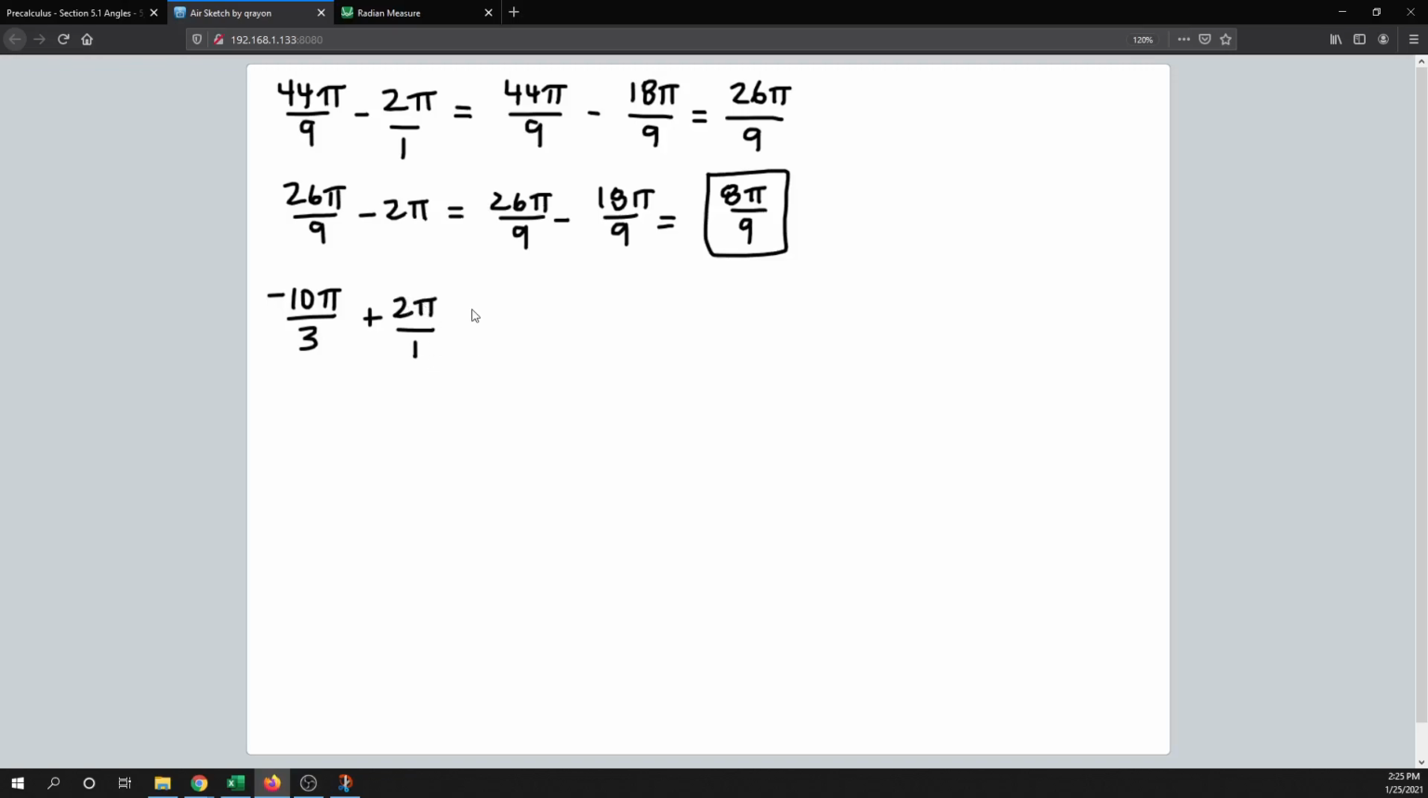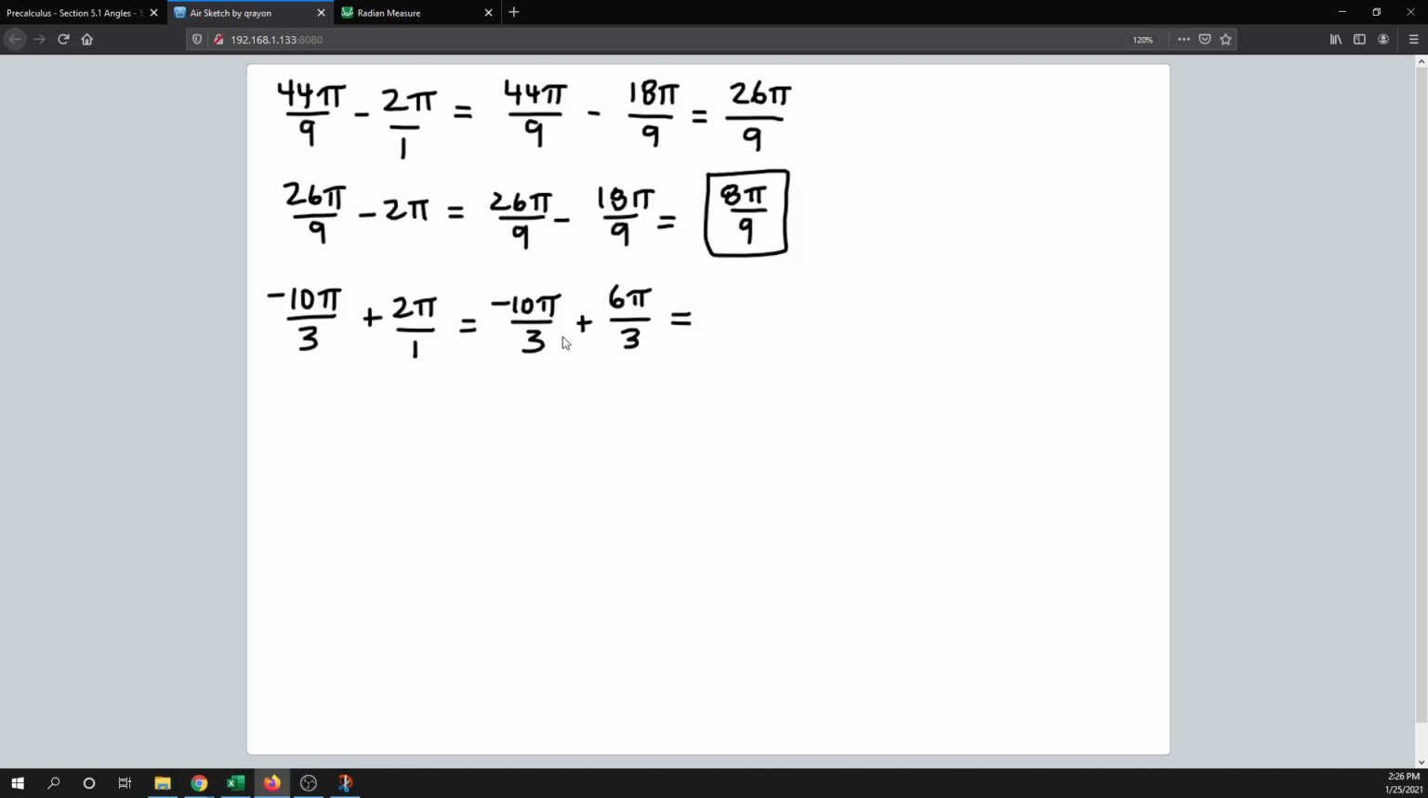So again, you can always write this as a fraction, and because these are fractions, then we need a common denominator. That common denominator is going to be 3 in this case. So then we would say, okay, what would we multiply 1 by to get 3? And that's obviously 3. So we would also multiply 2 pi by 3. 2 pi times 3 is 6 pi. So in this particular problem, we're going to be adding multiples of 6 pi until we get something that is in between 0 and 2 pi.